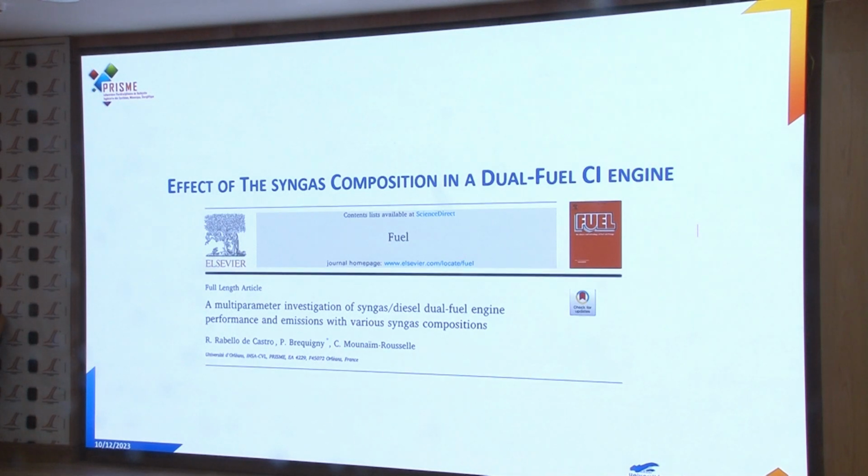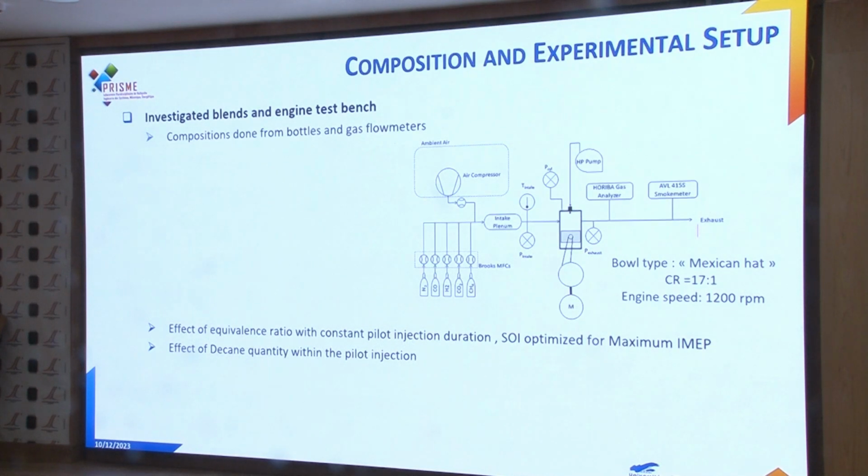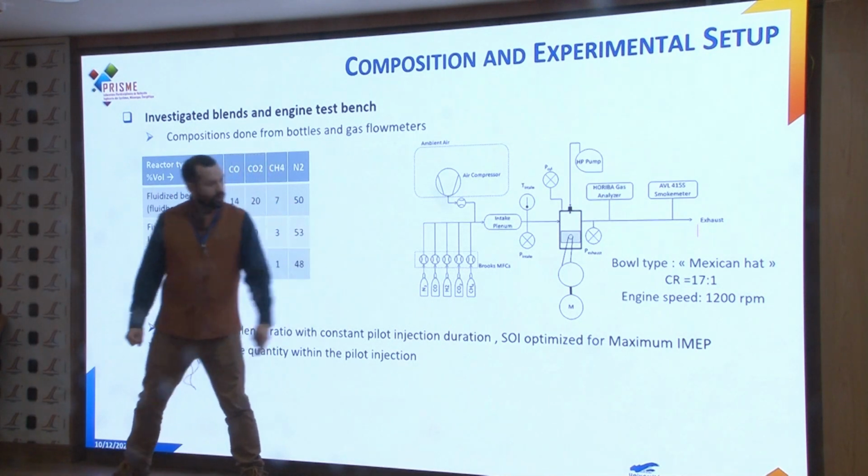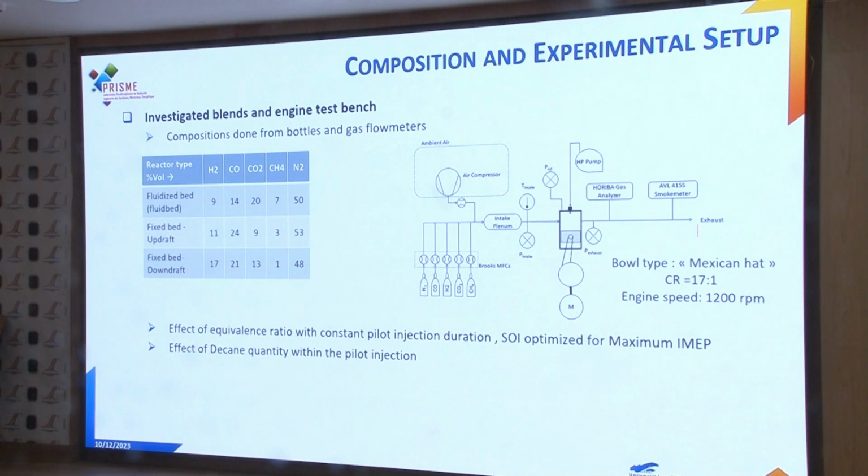So the work has already been published in that reference. We are reproducing the composition I introduced for those 3 gases using gas bottles and flow meters here. So they are injected through the plenum. There is no injector. And then we have a high pressure pump and an injector to inject the decane fuel at very low pressure. So it's 200 bars. And we did different studies in that work.